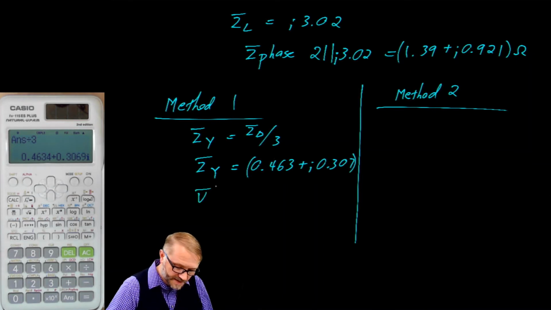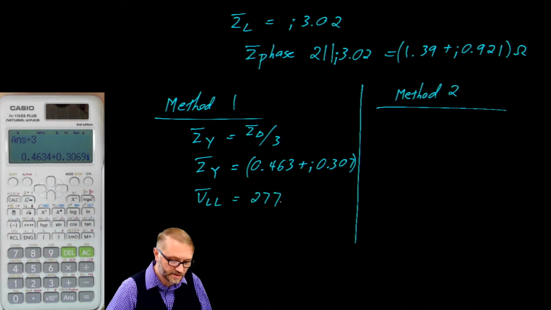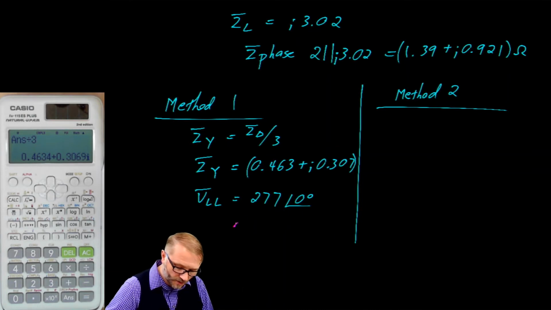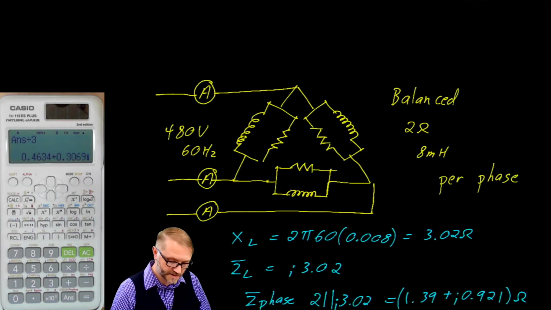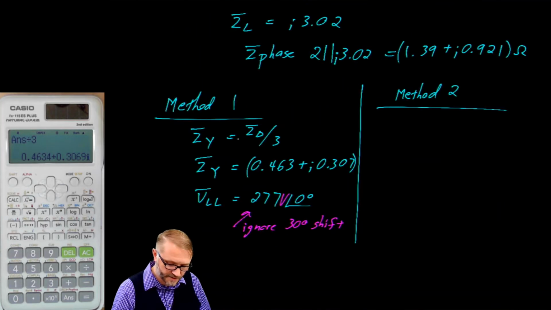Our line-to-line voltage is 277 at a phase angle of 0 degrees. We are ignoring the phase shift. This 277 volts is this voltage divided by the square root of 3. So we've taken a line to line and we've converted it to a line to neutral for our per phase solution.